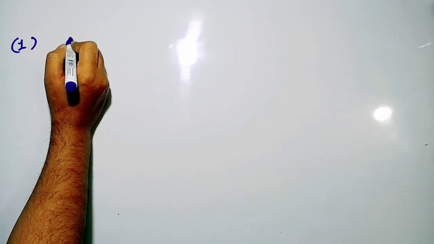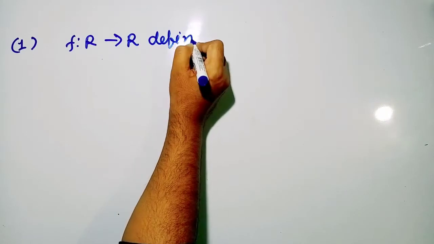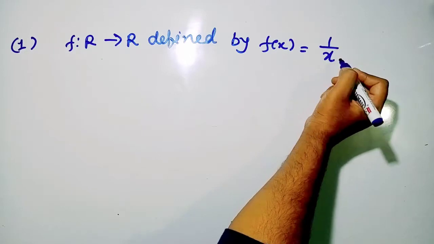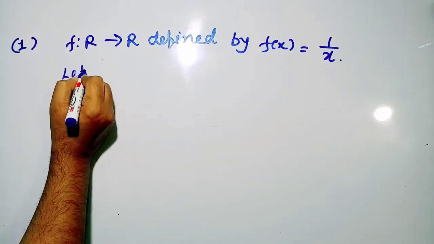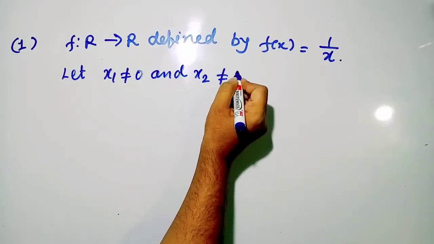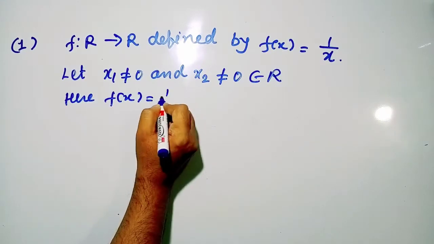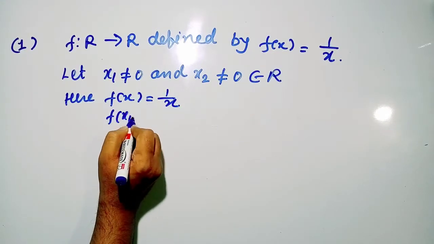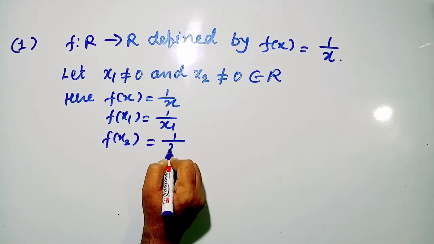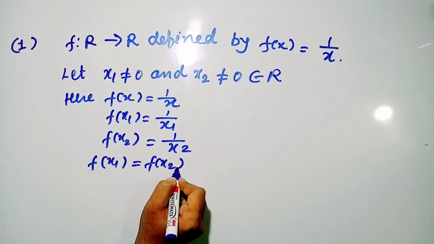So let us see the first question, which can be determined. We have to determine whether the given function is one-one or onto. Function f defined from R to R, f of x is equal to 1 upon x. So let us consider x1 not equal to 0 and x2 not equal to 0, which belong to R. So f of x is 1 upon x. So we can write f of x1 is equal to 1 upon x1 and f of x2 is equal to 1 upon x2 as per the rule.